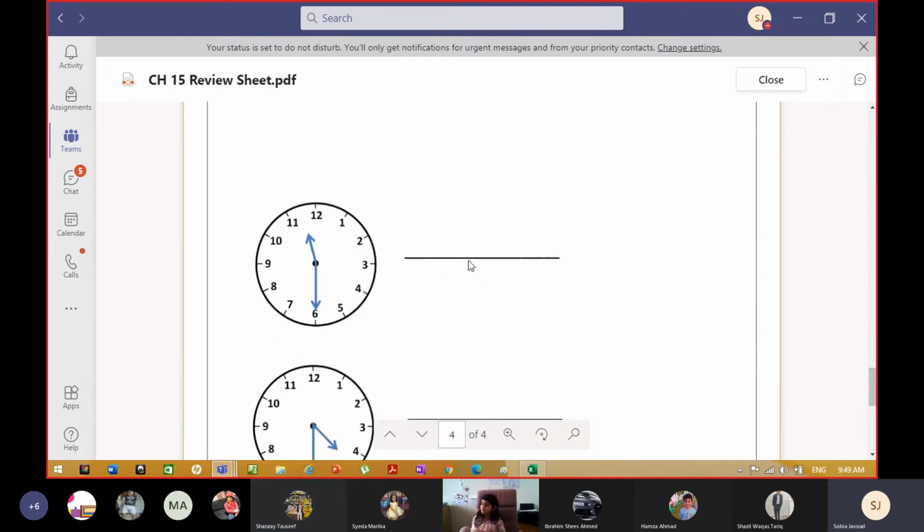Now, what is the time, Ibrahim? On this clock. First, you have to look at the short hand. 11. Half past 11. That's great. Past 11.